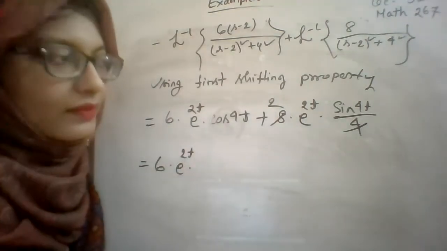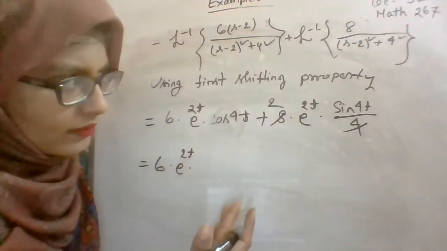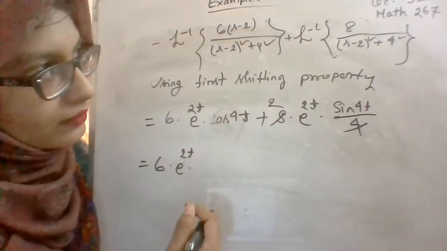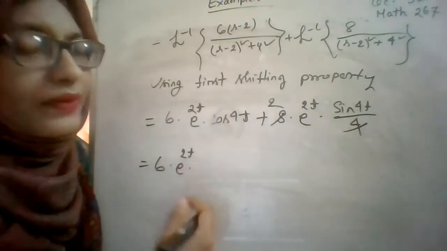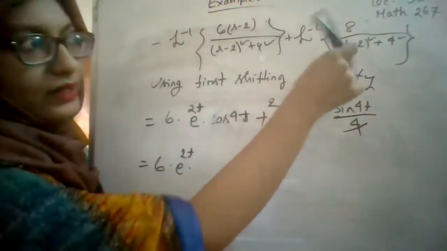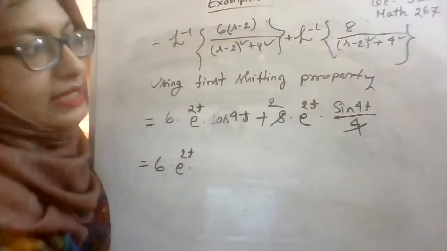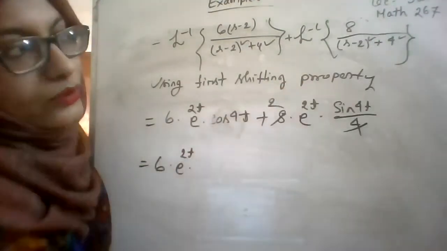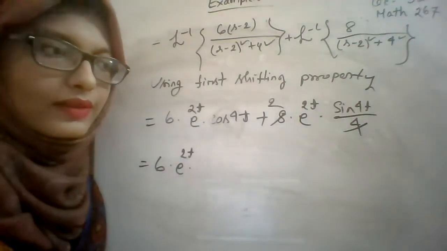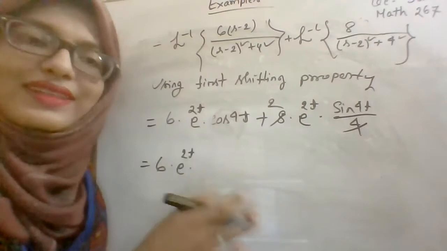Ma'am, if I had taken 2 first instead of 8, then 4 would have remained on top. Yes, if you can convert it into your direct formula, then it's okay. If you want to write it as 4 into 2, that means a by s square plus a square. Yes, these two are the same thing, right?